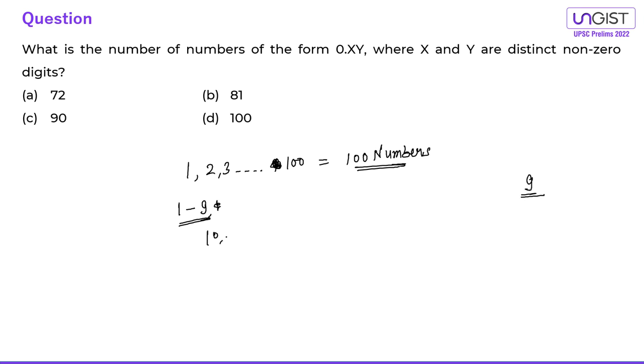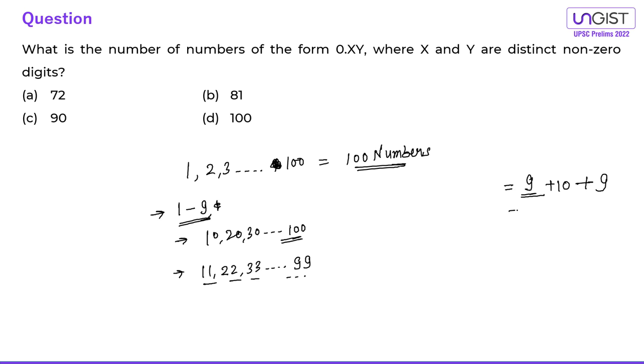And then 10, 20, 30, and 100, these also can't be used. So they are 10 numbers, right? So 1 to 9 and the number with zero. They can't be used. After that, which has both the digits same, it means 11, 22, 33, up to 99. So they are nine numbers. So nine numbers can't be used.